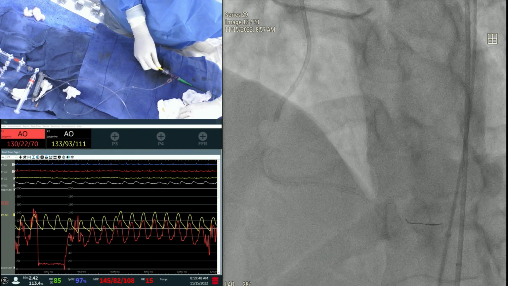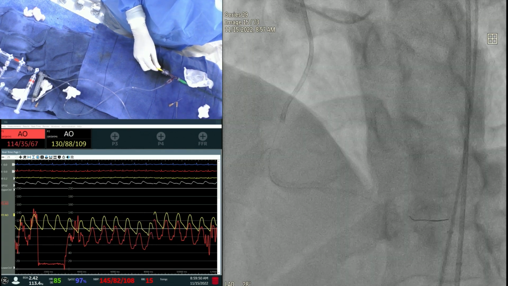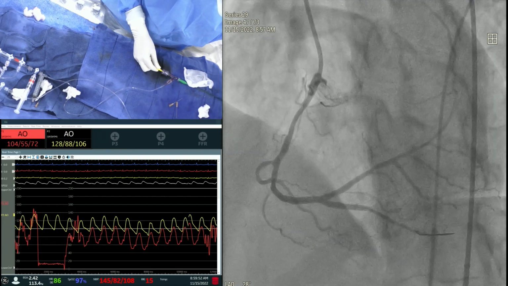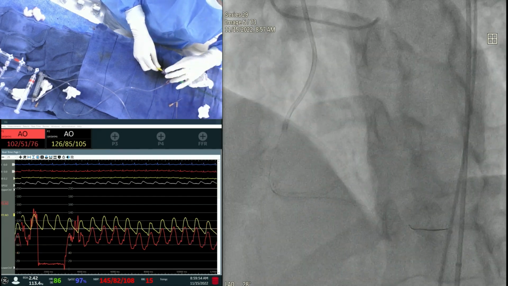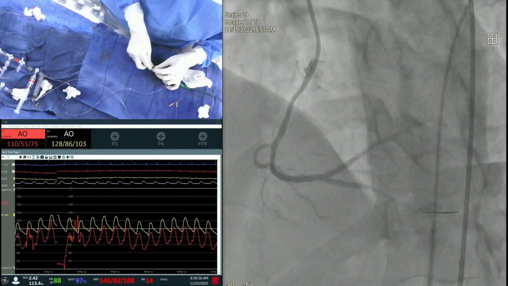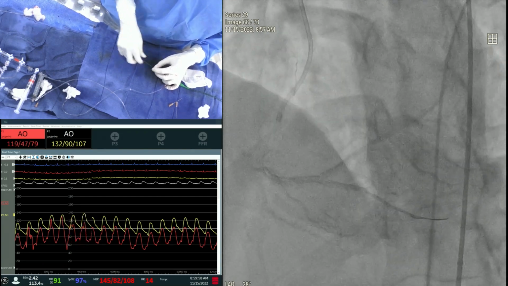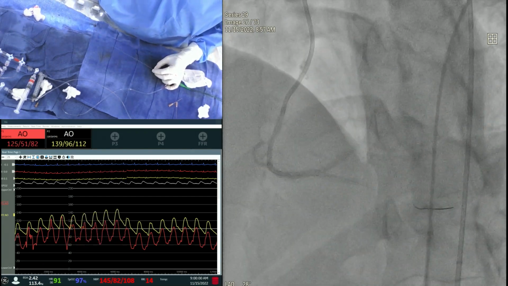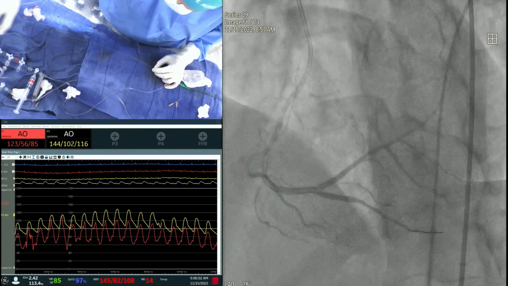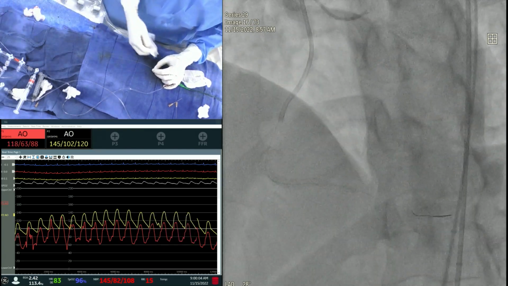Yeah, good. So let me show it before I go, because nothing to show after recross and kiss. But angiographically, look at this one. So this is a great result because we did a mini crush through a 6 French guide catheter. Very, very important.